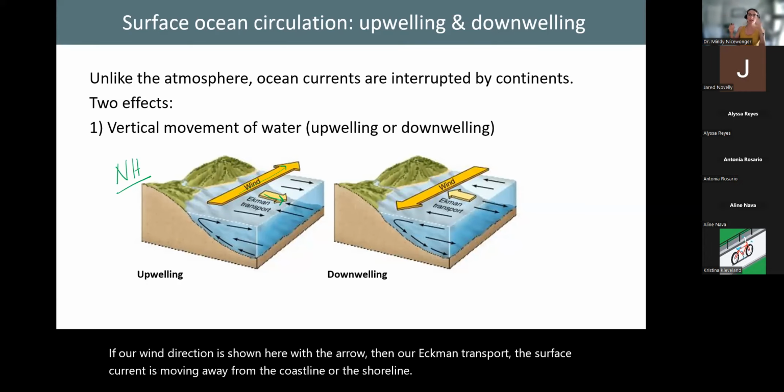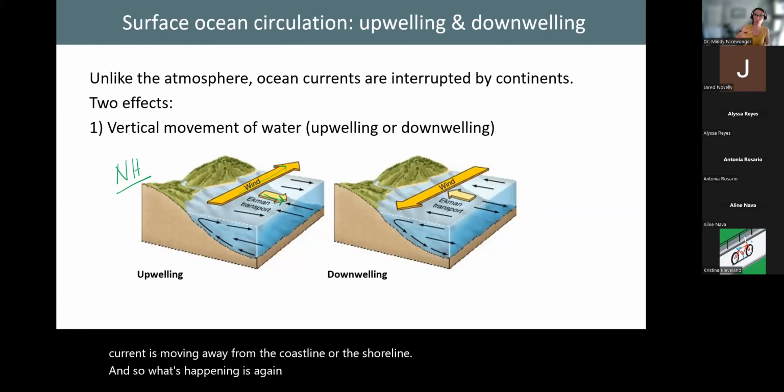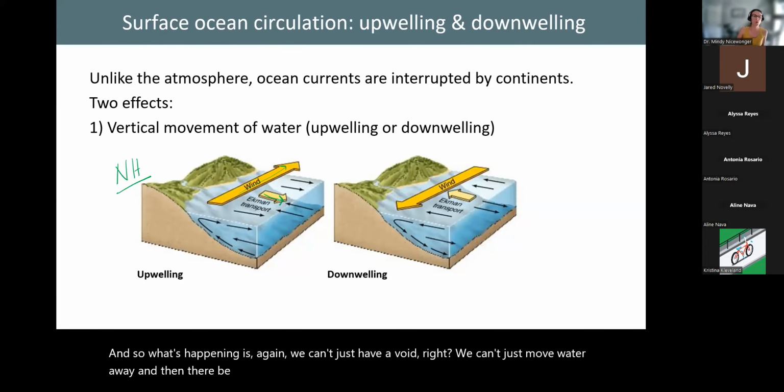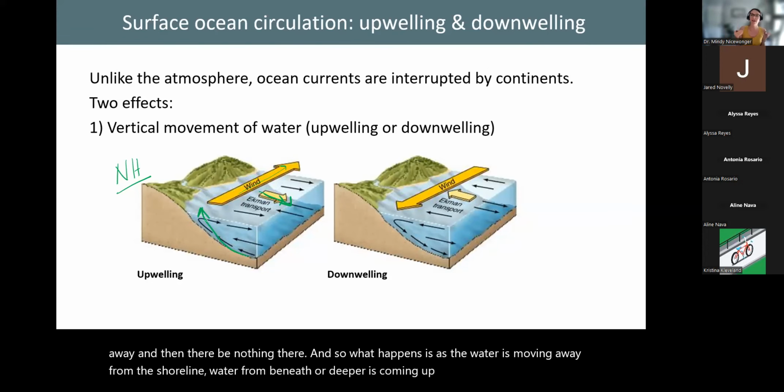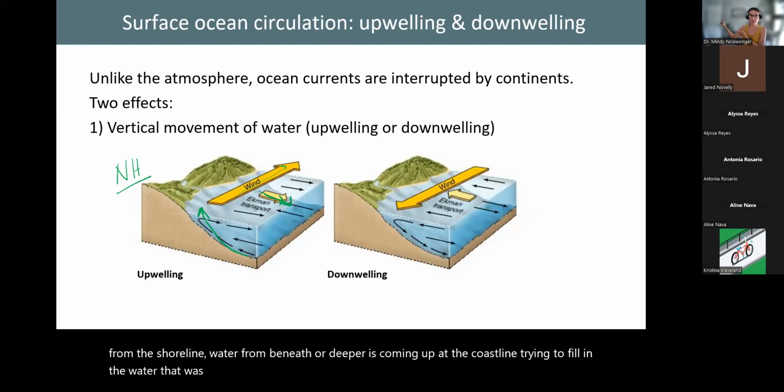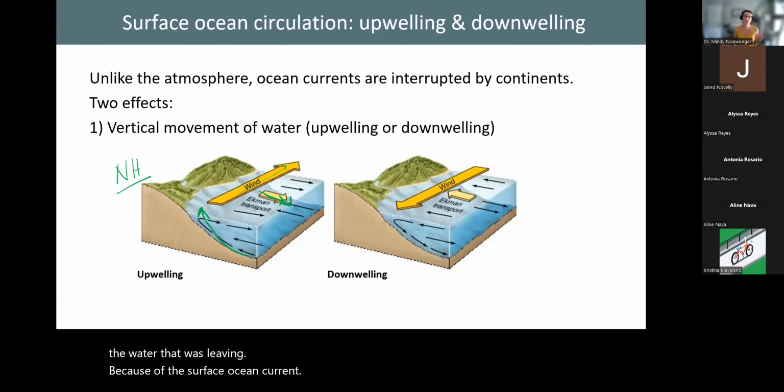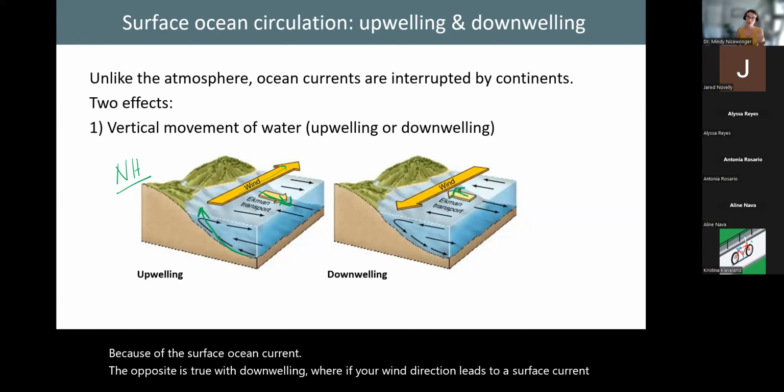And so what's happening is, again, we can't just have a void, right? We can't just move water away and then there be nothing there. And so what happens is as the water is moving away from the shoreline, water from beneath or deeper is coming up at the coastline to kind of fill in the water that was leaving because of the surface ocean current.